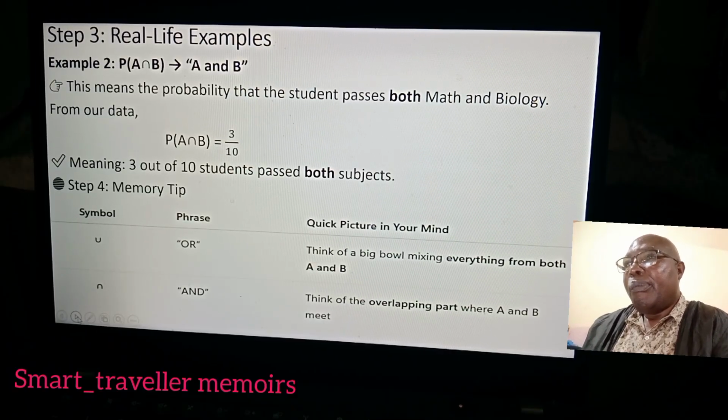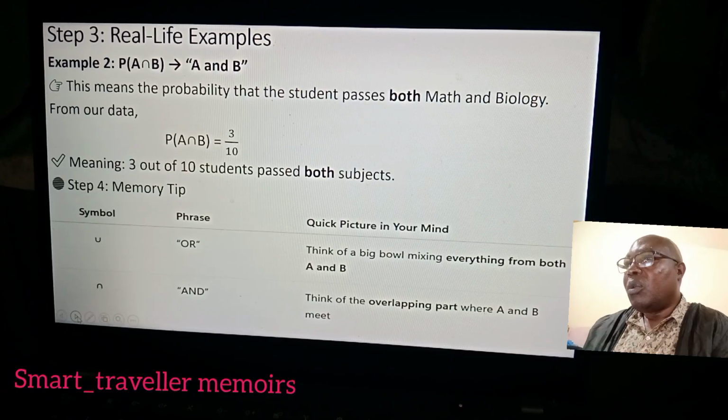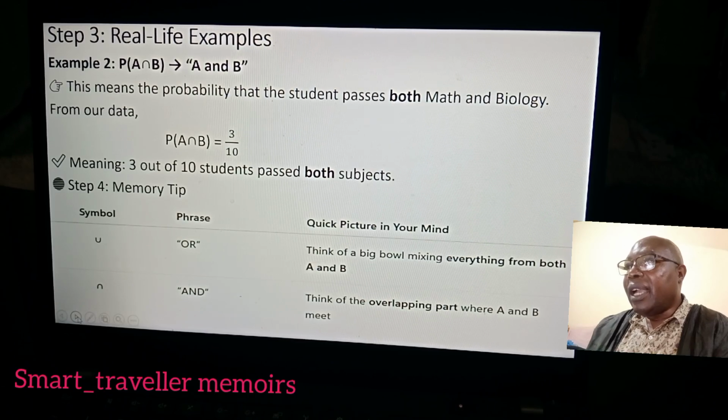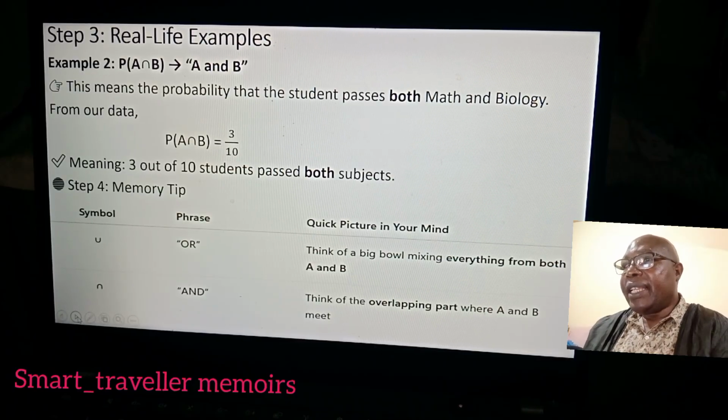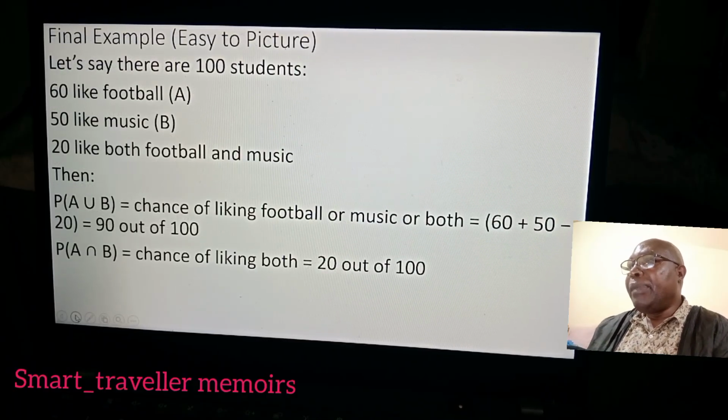Step 4, memory tip. Simple: union, think "or". Quick picture in your mind: think of a ball mixing everything from both A and B. Simple: intersection, think "and". The picture you make in your mind quickly is you think of the overlapping part where A and B meet.